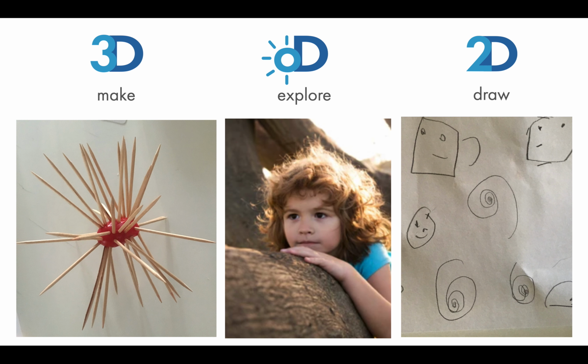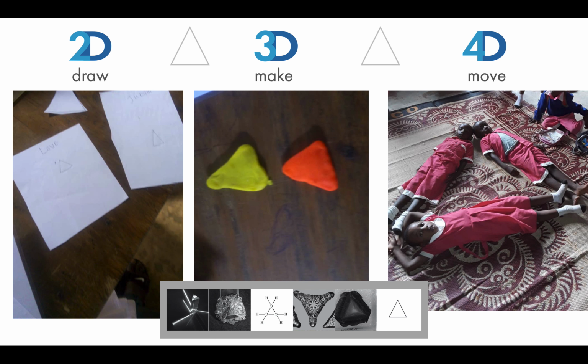Structuring activities in 5 modalities ensures children are learning in every dimension, from flat to round to movement. And by such practice, they come to know the pattern's features.